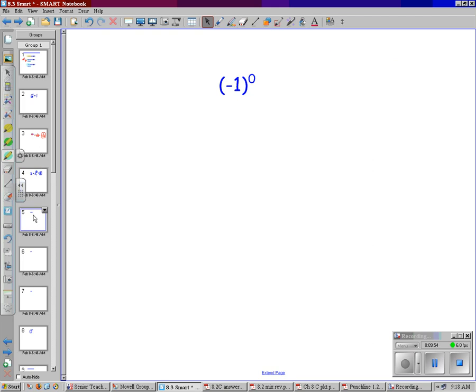Negative 1 to the 0 power. How many people think it's 1? How many people think it's 0? How many people think it's a negative 1? Yeah. Put down your hands. It's a positive 1. It's always, always, and forevermore. Amen. Hallelujah. That's how it's going to be. Positive 1.